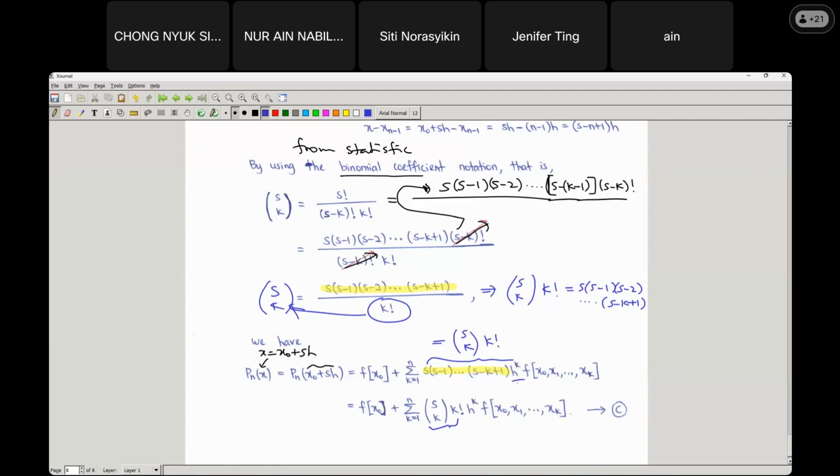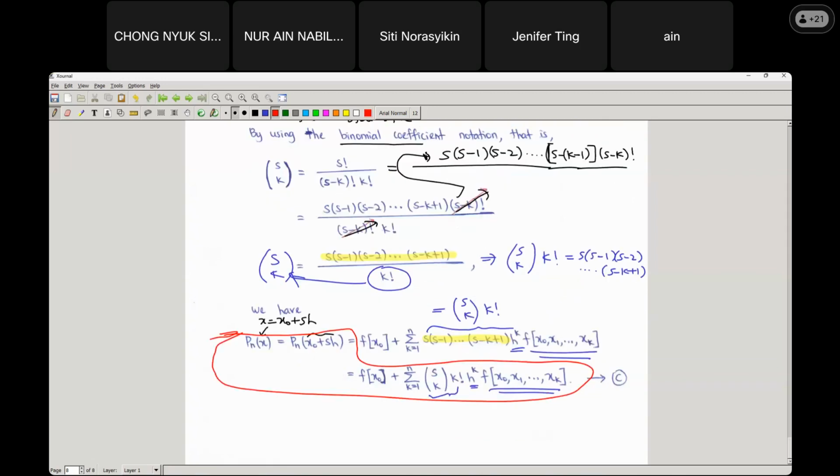h^k is still the same. f is still the same. I would suggest that you memorize this formula. This is easier. Okay, this one is easier to memorize. So now you are done.